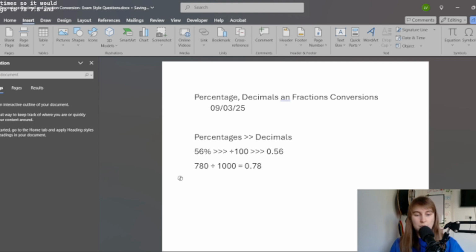Similarly, if I'm multiplying, so say I had 65 and I multiply by 10, I move the decimal point over.